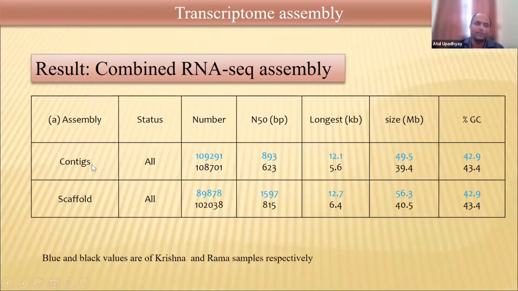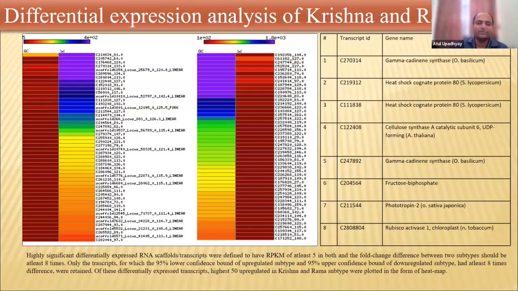Again, assembly, number of contigs and scaffolds. We also looked at the N50 size and the percent of GC content, and all were checked, and then this was used as a reference. So by using that as a reference, we mapped all the reads from different samples at different stages to the reference and found the differential expression.